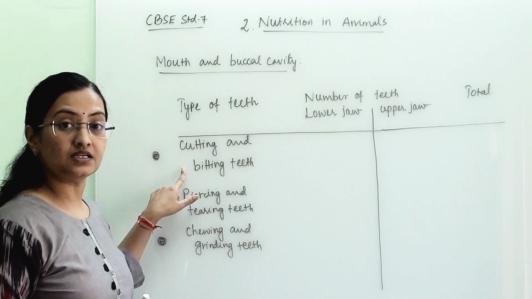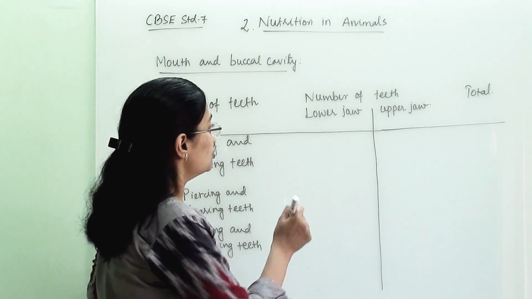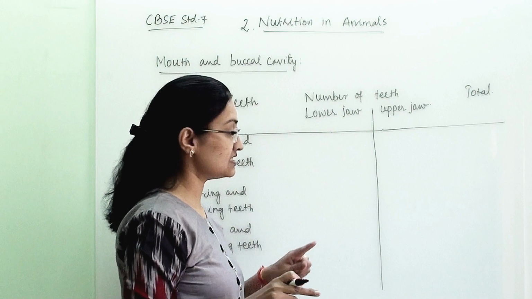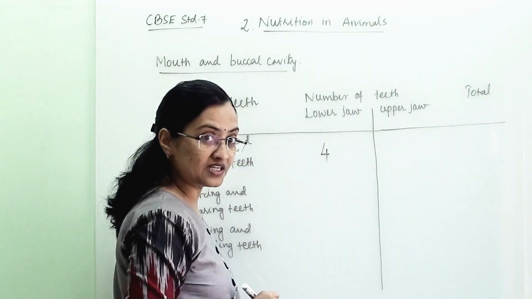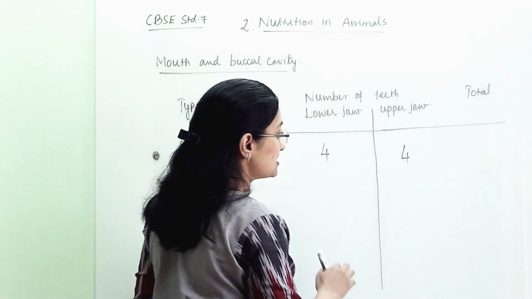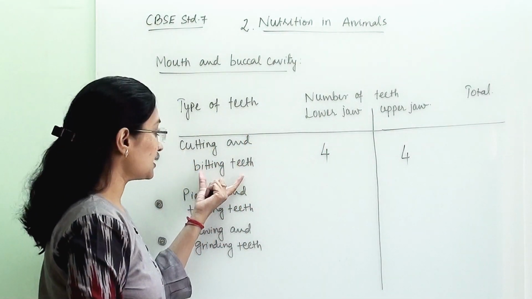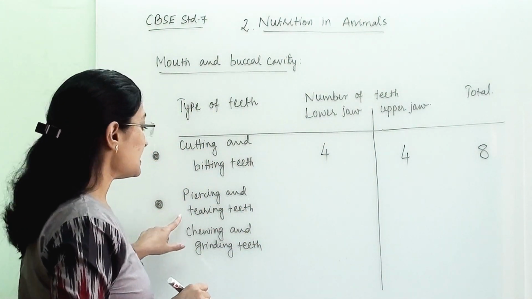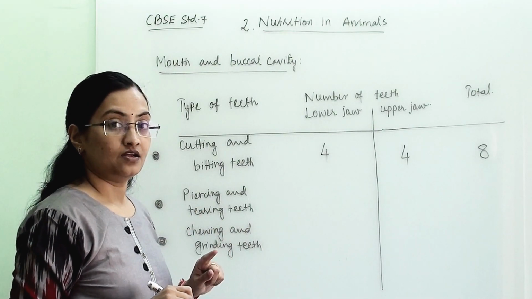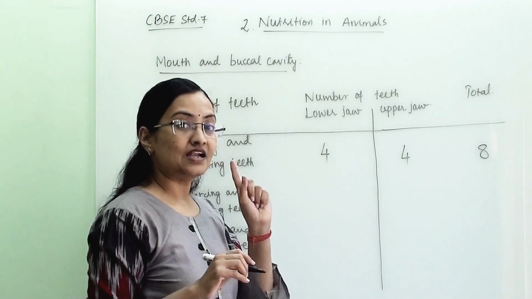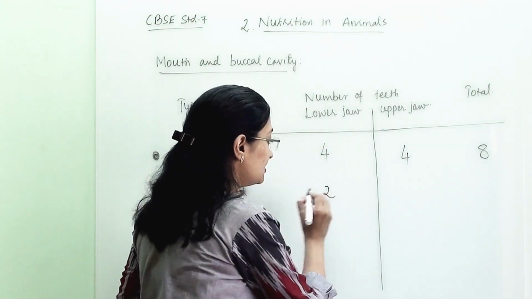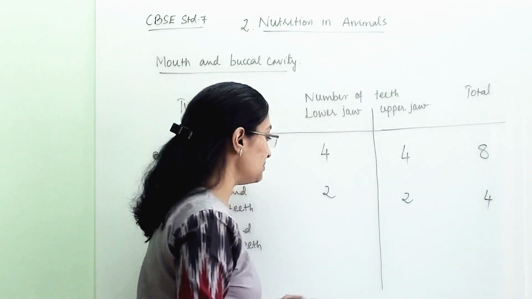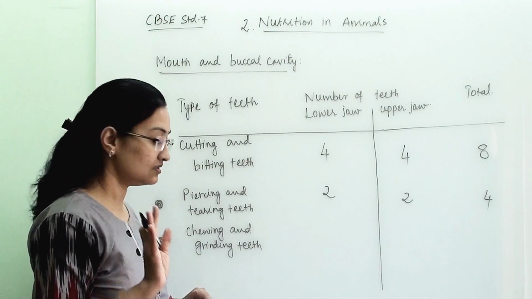Now cutting and biting teeth are the incisors. In the lower jaw there will be 4 incisors and in the upper jaw there will be 4 incisors. So the total number of teeth which can cut and bite the food is 8. They are incisors. Now piercing and tearing teeth are the canines. In the lower jaw on either side one will be there, so there will be 2 canines in the lower jaw and 2 canines in the upper jaw. Total 4 canine teeth can pierce and tear food.